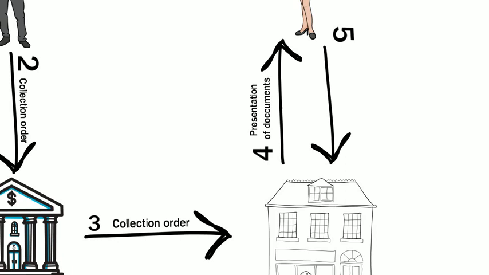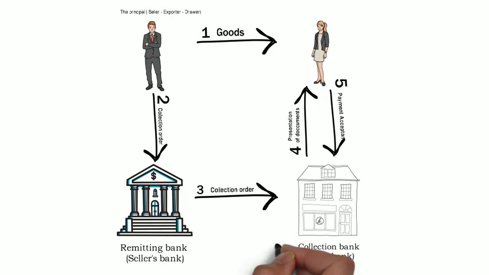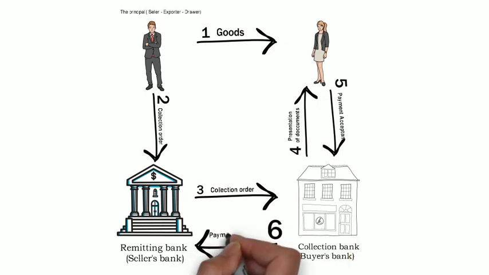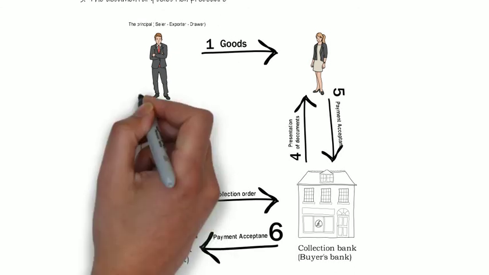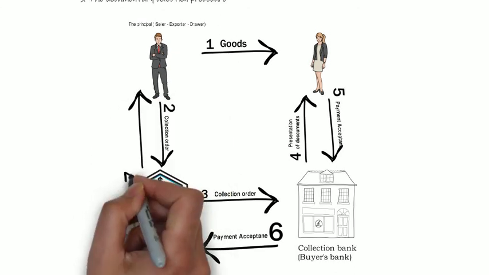5. The buyer A. makes a cash payment by signing the draft, or if the collection order allows, signs an acceptance, B. receives the documents and takes possession of the shipment. 6. The collecting bank pays the remitting bank either with an immediate payment or at the maturity date of the accepted bill of exchange. 7. The remitting bank then pays the seller.